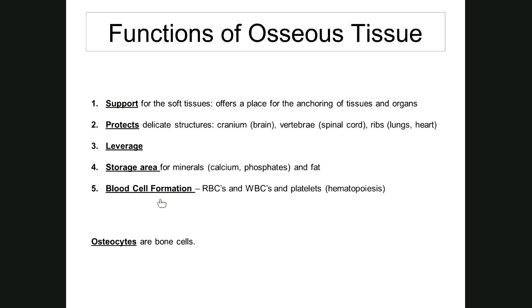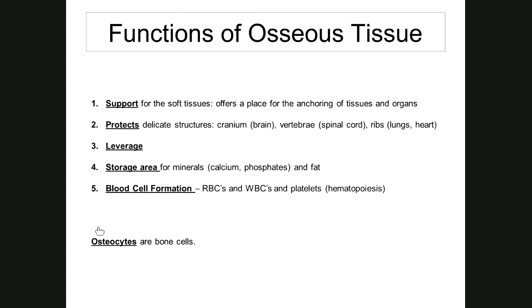Blood cell formation, you've heard of that before, where you have people who are on bone marrow donor lists. The bone marrow is inside of the bones. This is where blood cells are formed, red and white blood cells and platelets. Hematopoiesis is the formation of cells.